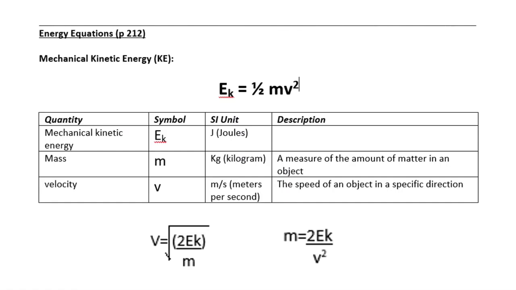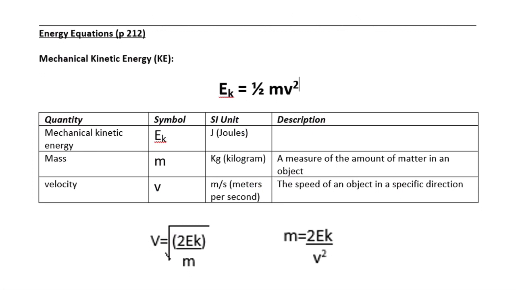There are two different equations that we will be looking at for this unit, and this is page 212 in the textbook. You will be provided with these formulas on a quiz. You do not need to memorize them, but you do need to know how to use them. We're going to break down each variable in the equation, because currently it just looks like a bunch of letters, and show you how to use them so that you can then do some practice. Starting off, we have mechanical kinetic energy.